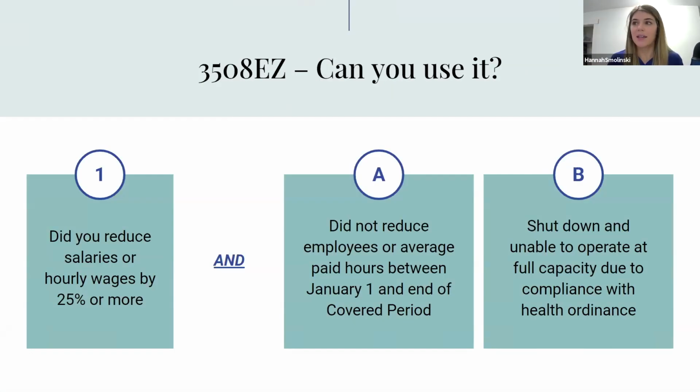3508 easy. Can you use it? With this one, it's kind of a two-part test. You go ahead and you say, well, did you reduce salaries or hourly wages by more than 25%? If your answer is no, then you can continue on. And then you can say, does A or B apply?